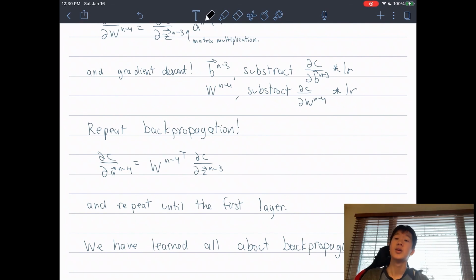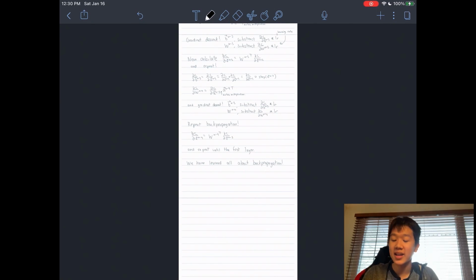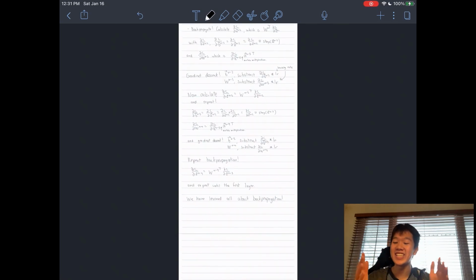Once this is done, this means that you have successfully learned all about backpropagation. And in the next video, we are going to look at how we can implement it in Python, and you can see the code is much easier than this.